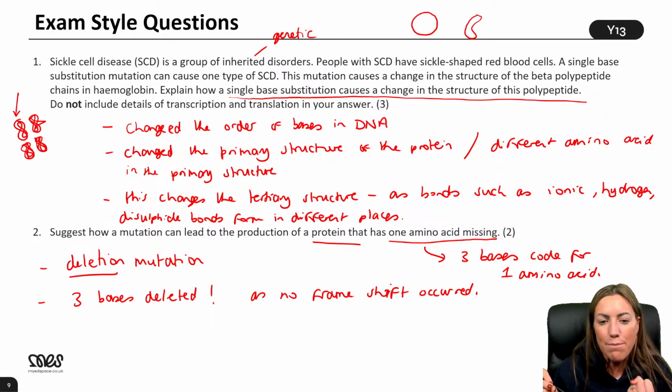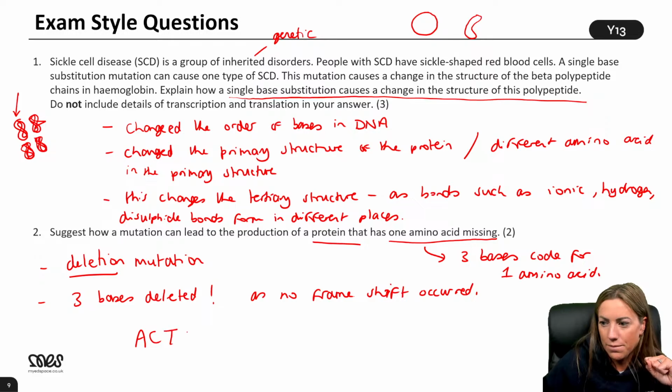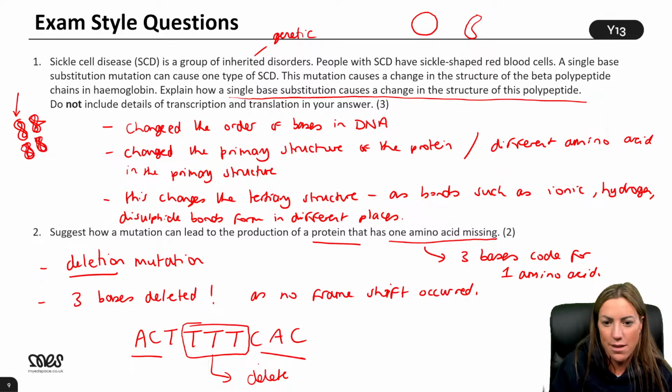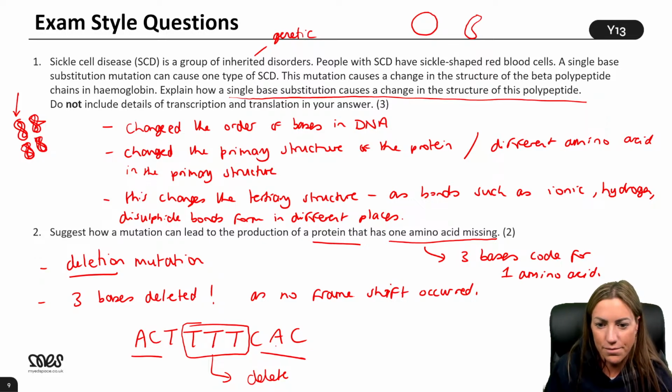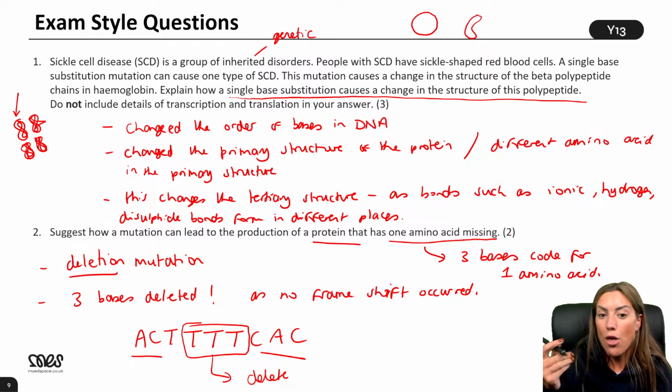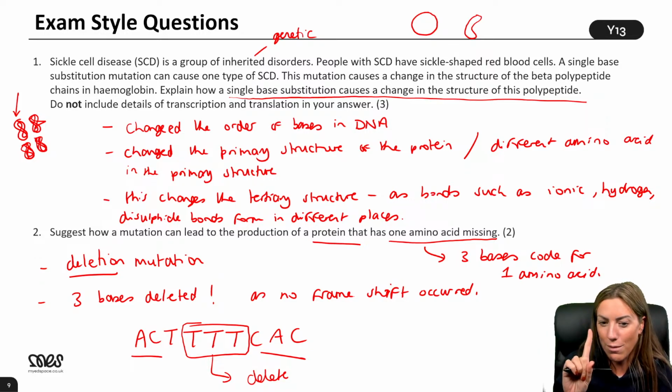If you delete 3 bases, let's do an example. If we deleted these 3 bases, we would lose one amino acid from the final protein, but the rest of it would be fine because you've not caused a frame shift. CAC is still read in the same way. So I think that's how you could end up with a mutation where just one amino acid is lost from the protein. You'd have to delete bases, but you'd have to delete 3 bases in order to remove one amino acid. Does that make sense?